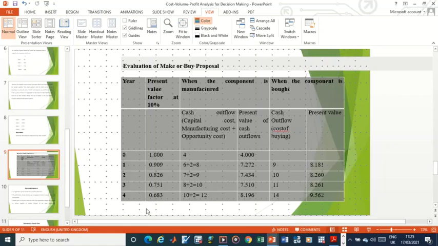So next class, we'll be talking about transfer pricing. Transfer pricing, that's what we're going to be discussing in our next class. So with that, we come to the end of this class.